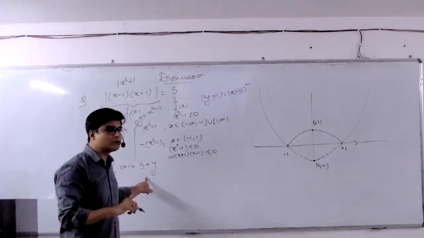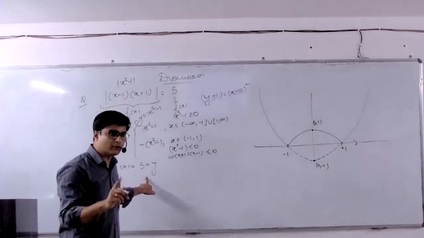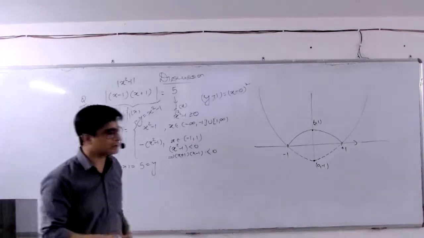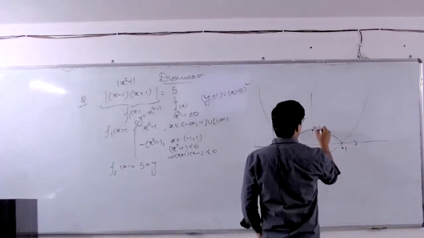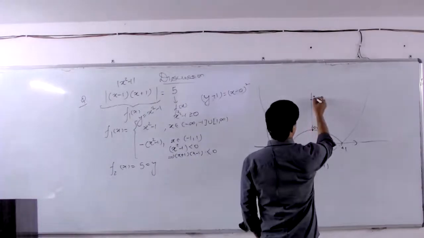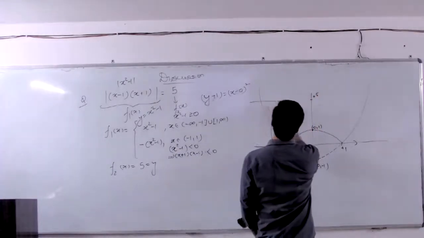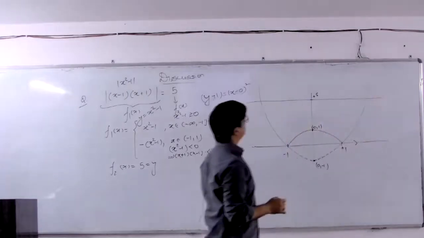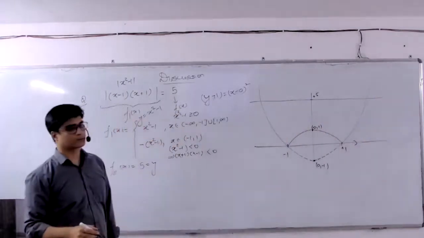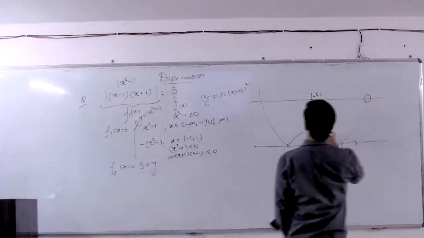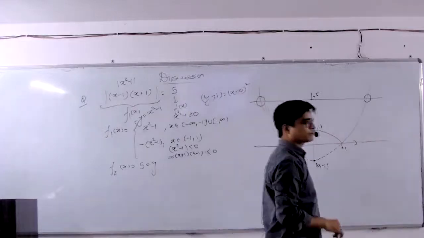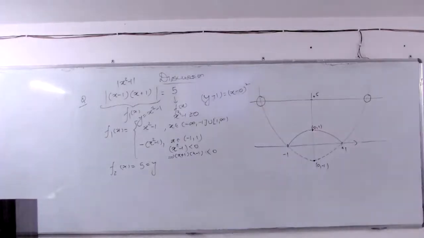Now f2(x) equals 5, that means y equals 5, a constant. It is basically a straight line. This is y equals 1, so y equals 5 will be somewhere here. So this is one solution, and this is the second solution. Do you understand this? So how many solutions do we have?